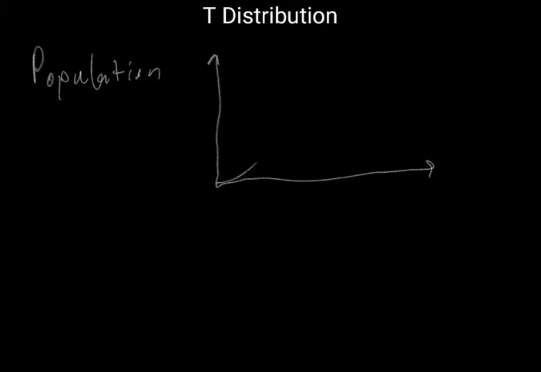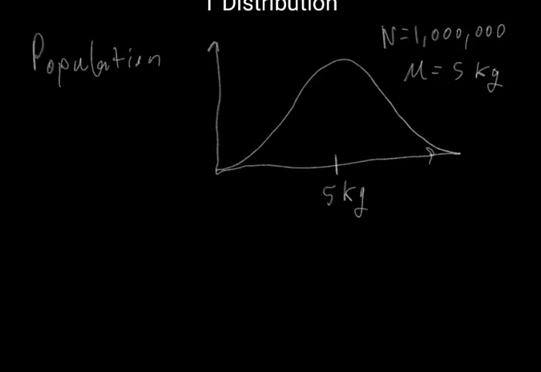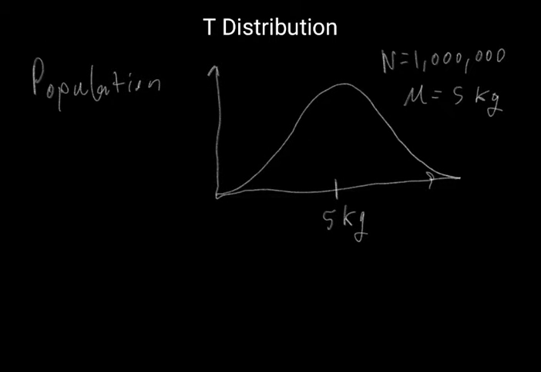In this video we'll be discussing the t-distribution. Let's imagine that we have a population of fish that have weights that are normally distributed, let's say around 5 kilograms. Now let's say that there are 1 million fish in this pond, or in this lake, and the population mean is 5 kilograms. And so the average weight of a fish in this pond is 5 kilograms. It's normally distributed around 5 kilograms.